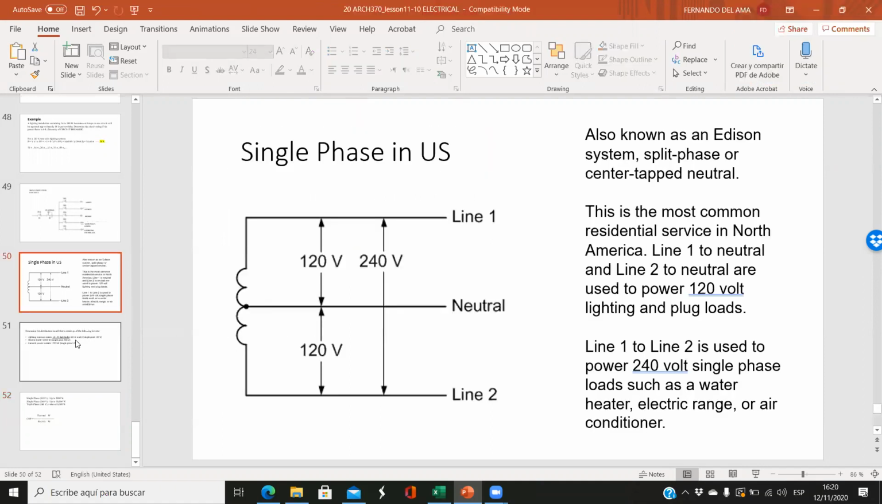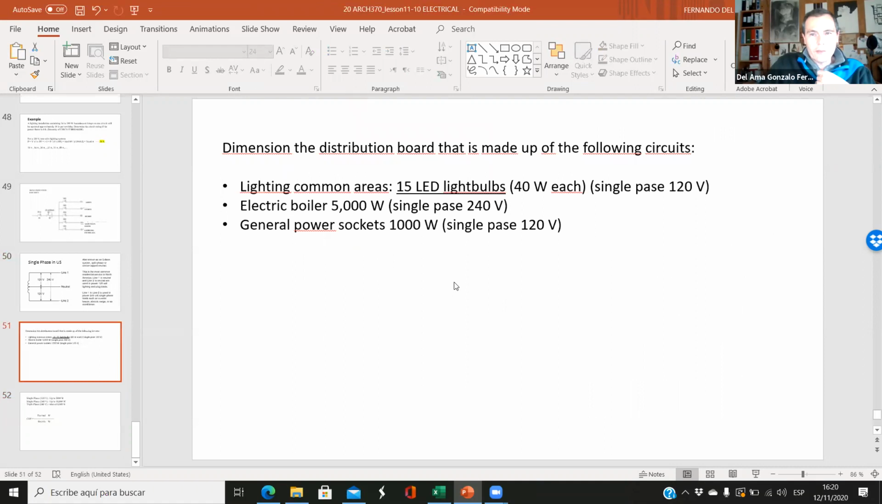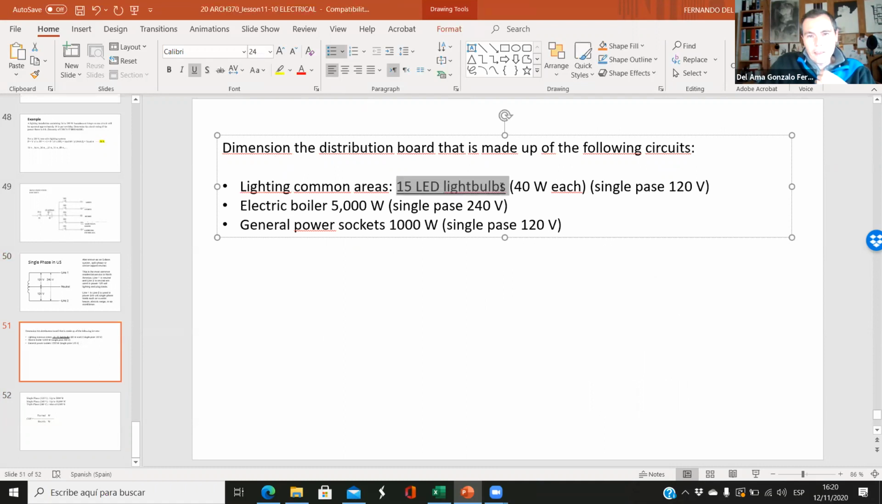So we are going to work on something very simple. Let's work with a building with these three circuits. We have lighting for common areas: 15 LED light bulbs with 40 watts each, and we want to connect this to a single phase 120. We have an electric boiler, and that electric boiler is 5000 watts. So we want a single phase, but with 240.